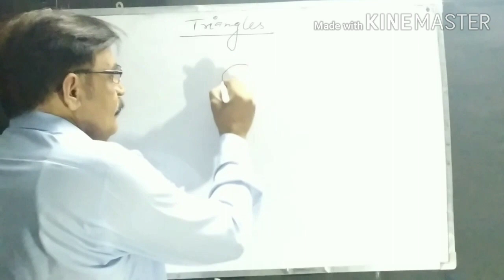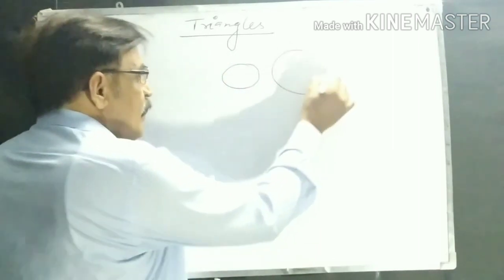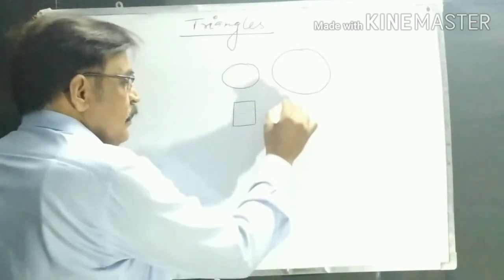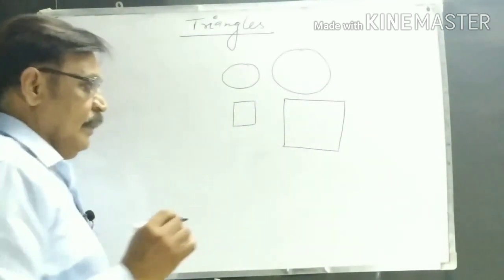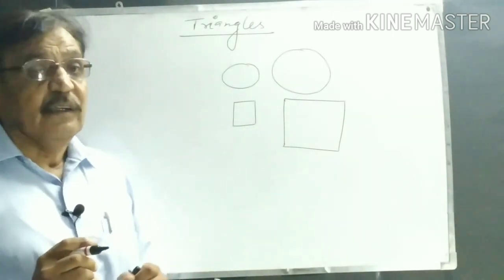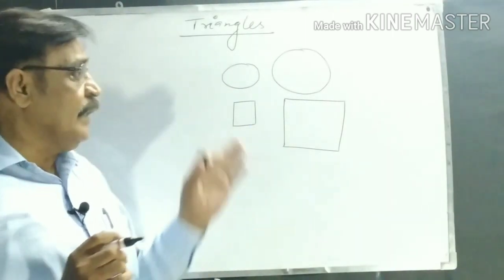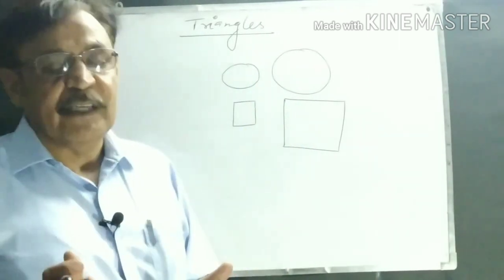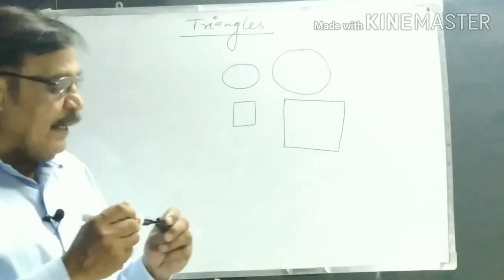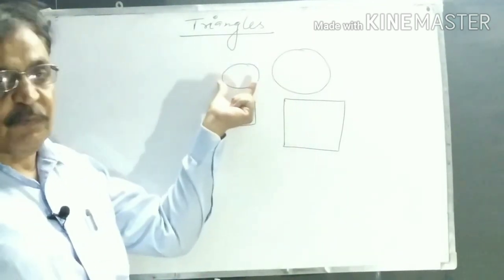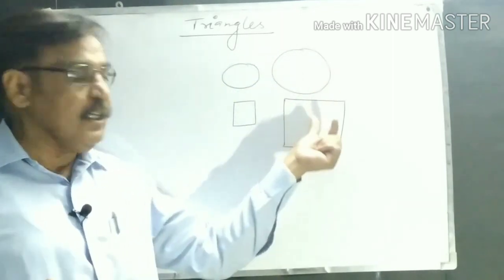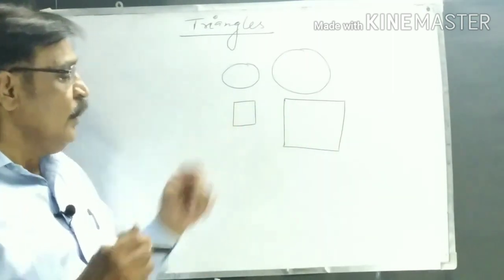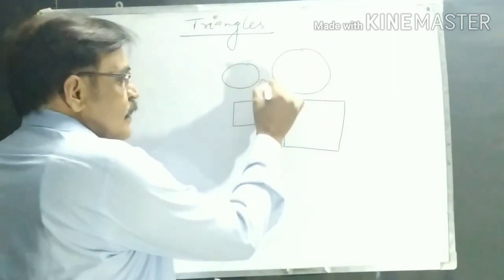See, a circle is similar to a circle, a square is similar to a square. They are similar but they are not congruent. In case of congruency, two objects must have the same shape as well as the same size. You can see very easily from these two figures, this one is smaller and this one is bigger. The same is the case with the squares. This one is a smaller square and this one is a larger square. So these figures are said to be similar.